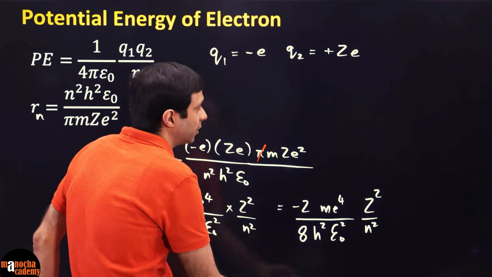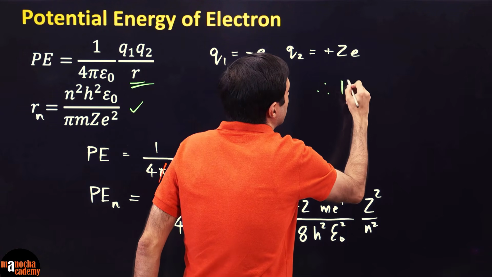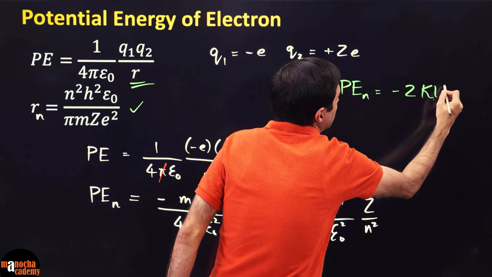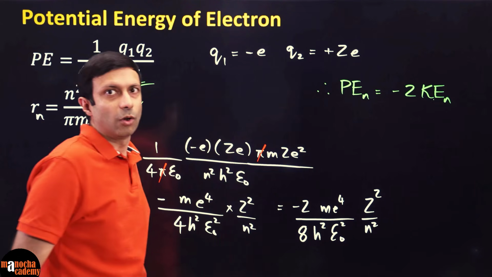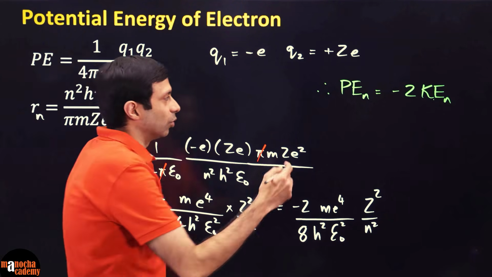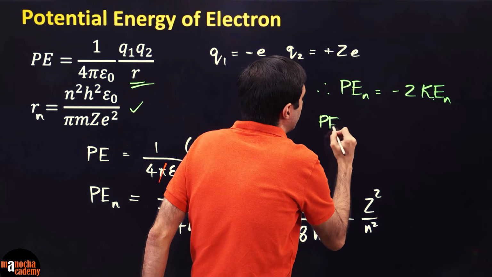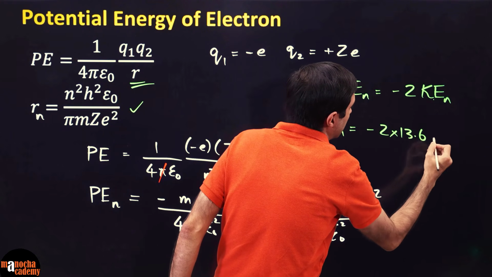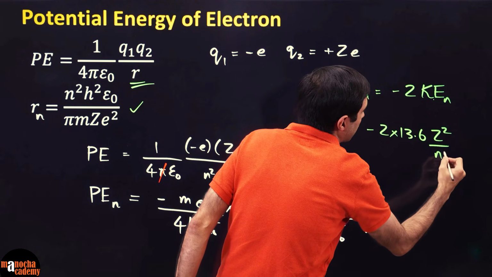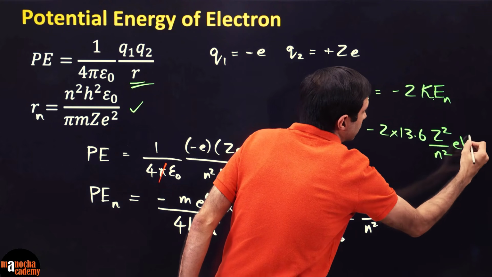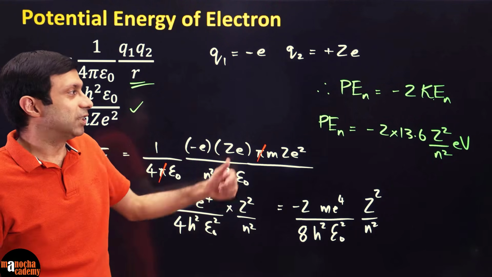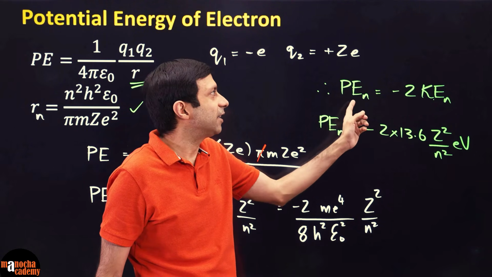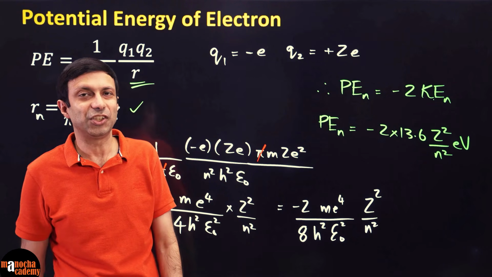So we get a very interesting thing here, that the potential energy in the nth shell is minus 2 times the kinetic energy in the nth shell. Or if we use that expression that we had learned, the shortcut formula, potential energy in the nth shell will be minus 2 times 13.6 Z square by N square electron volts. So this is a very interesting thing we have got, this is the final shortcut formula, and it is minus 2 times the kinetic energy in the nth shell.